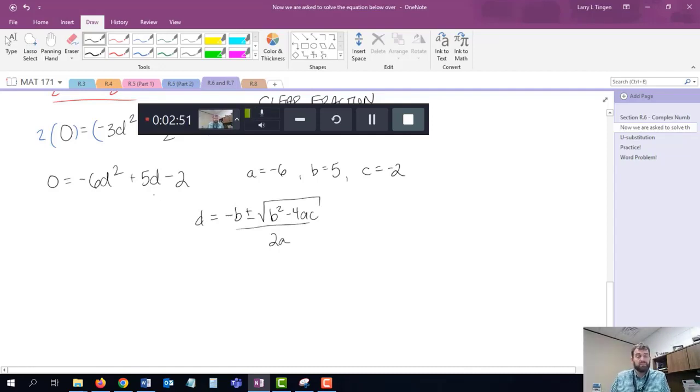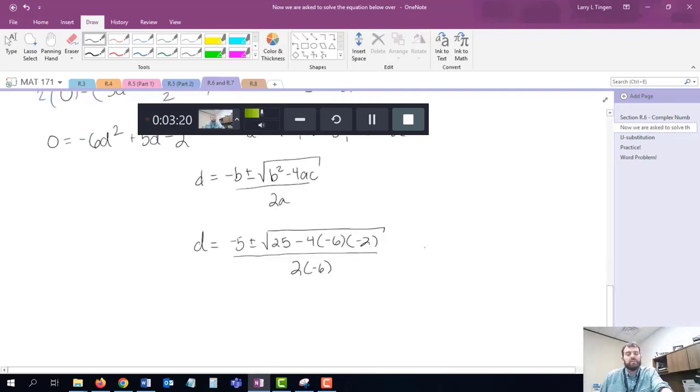Whatever variable you're solving for is what goes on the left-hand side. I just have a d because that's what's after it. Typically you'd see an x there, but let's plug everything in. Opposite of 5 is negative 5 plus or minus the square root. 5 squared is 25. 4 times a is negative 6 times c is negative 2. I haven't seen one of these. All right, and we know we're in the complex portion, so that's kind of what we expect to happen here.